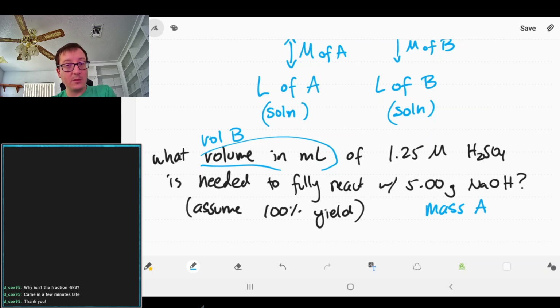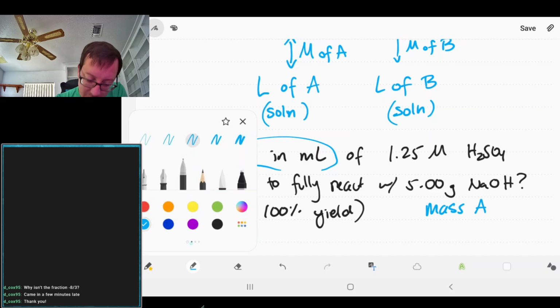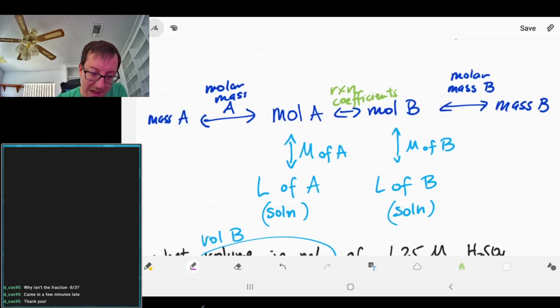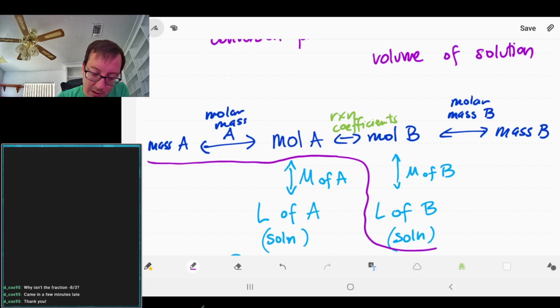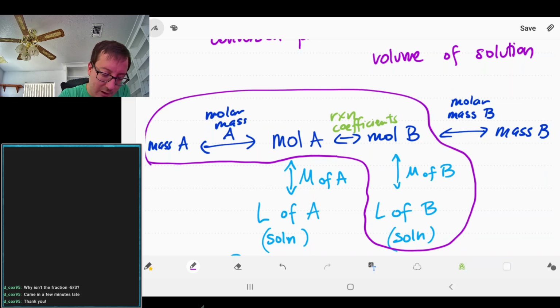A, we always choose the one we know the most about. Can we get moles of sulfuric acid right away? No, we just have the conversion factor. We don't have any number associated with it. But 5 grams is something we do know, so that should be A. Again, it doesn't really matter though, but I usually put A as what I know the most about. So we have a mass A, and we're looking for volume of B. So this is our unit path.